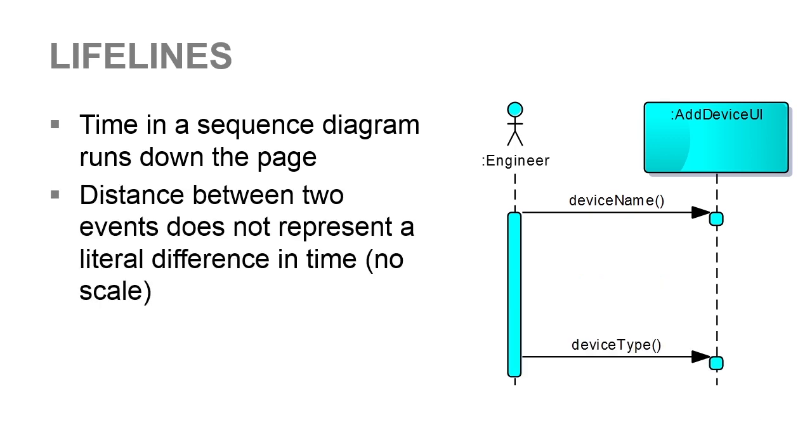Time in a sequence diagram runs down the page from top to bottom. The fact that one event is lower down the page than another implies an ordering of events, except in certain circumstances to do with parallel events. However, there's no scale to these diagrams, so the distance between events on the page doesn't represent the length of the time between events in the interaction.